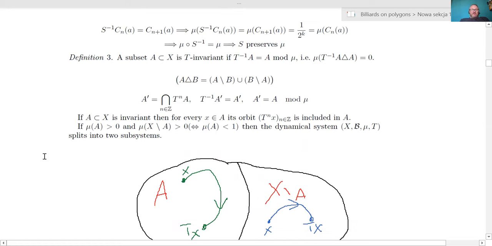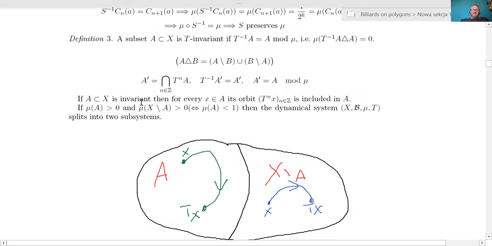What is the meaning of these invariant sets? If A is an invariant set, then for any point, or almost every, it's better to say, point from this set, the full orbit of this point is included in the set A. And the same picture is true for the complement. The complement is also invariant. So it means that the whole space X splits into two subsystems. And if the measures of these two sets are positive, then the splitting is non-trivial.